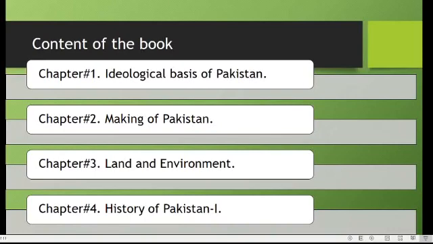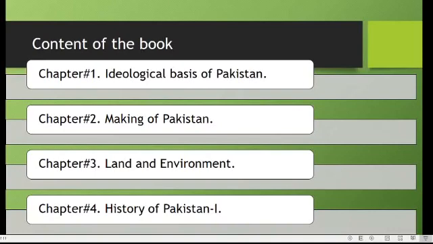And then chapter number 3 is land and environment, and in this chapter we would discuss the physical features of Pakistan that include the mountain regions, the rivers, the plains and the plateaus, the vegetation system of Pakistan, the wildlife, etc.